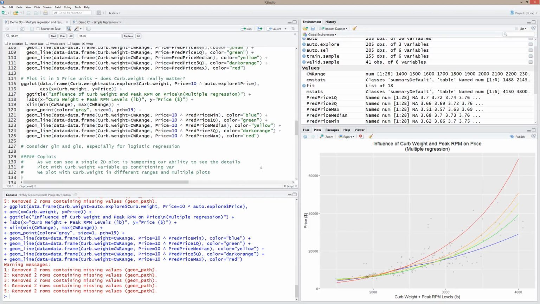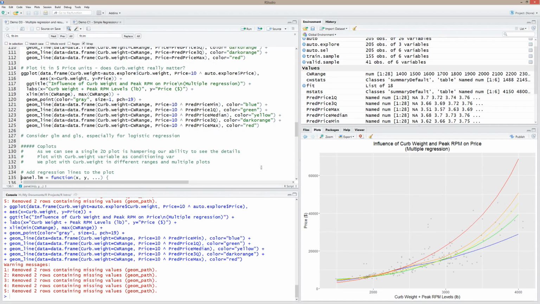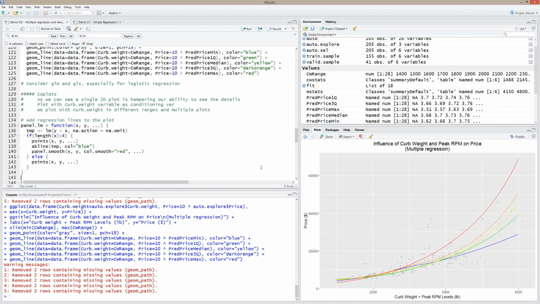We use Coplots, which allow us to split this type of chart into several charts. Here we fixed the price, we fixed the value of one of the variables, peak RPM, and observed the other variables and how they relate one to another. What if we wanted to see the whole range of values in the third variable? This is where Coplots come to help.